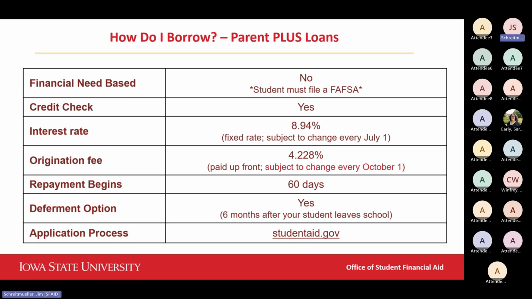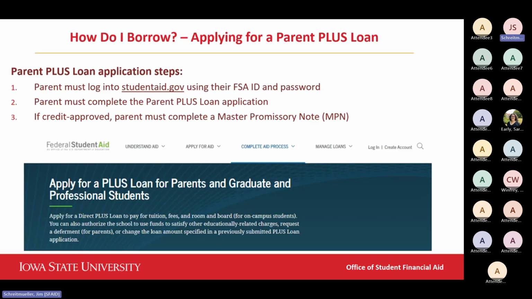To apply for this, the parent would go to the studentaid.gov website, log in using their parent FSA ID or FAFSA ID and password. They would complete the Parent Plus Loan application on the studentaid.gov website, and then if their credit is approved, the parent must complete a master promissory note on the studentaid.gov website as well. This is basically a fancy term for a contract, basically you saying, I will pay back my Parent Plus loan.